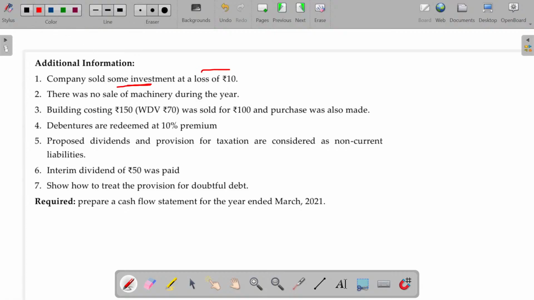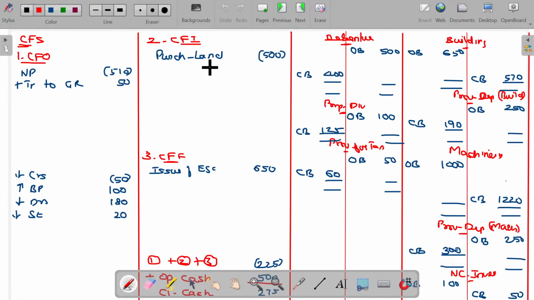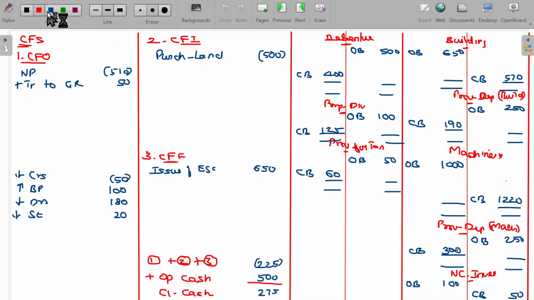Company sold some investment at a loss of rupees 10. Okay, investment sold. 100 rupees investment becomes 50. 50 rupees missing means that may be sold, but while selling, we lost another 10. So the amount collected is only 40, and another 10 is the loss on sale. Is that okay? 100 becomes 50 means 50 rupees sold. While selling, we lost 10, so 40 rupees will be the amount recoverable.